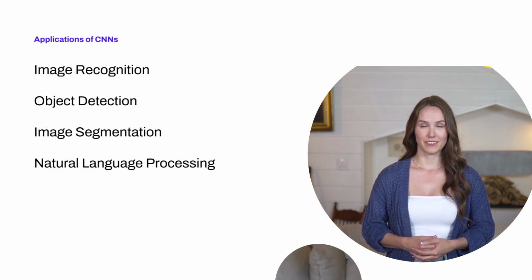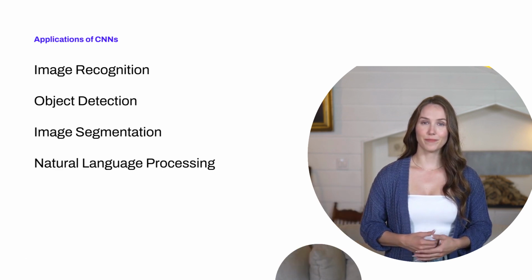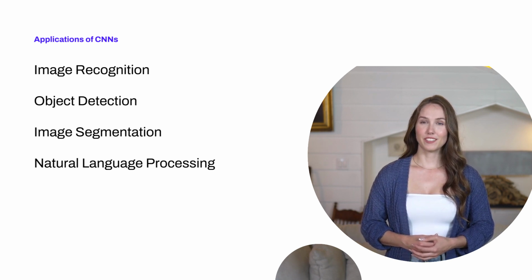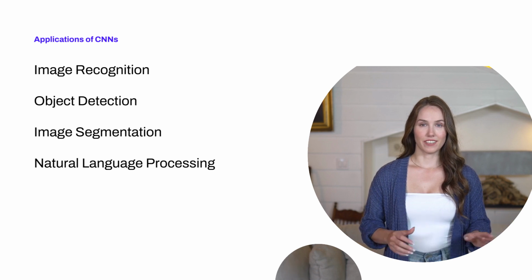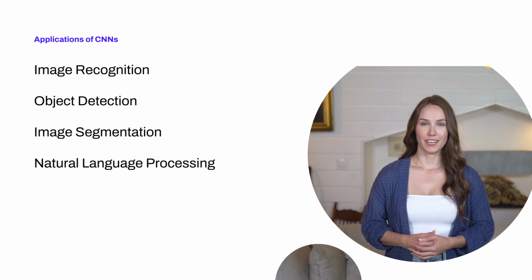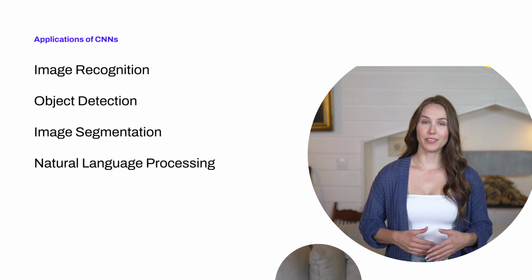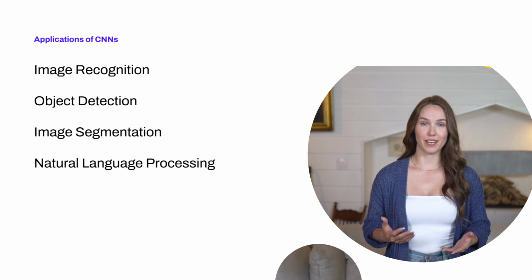Applications of CNNs. Image recognition. Classifying images into different categories, e.g., cats versus dogs. Object detection. Identifying and localizing objects within an image. Image segmentation. Dividing an image into regions that correspond to different objects or parts of objects.